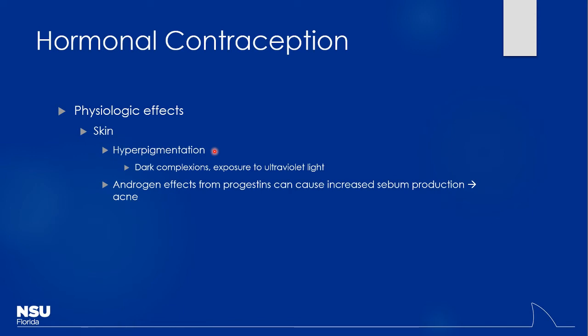In terms of skin manifestations, you may find things like hyperpigmentation that can occur. Typically, this is patients with more dark complexions to begin with, or if they have a lot of exposure to ultraviolet light.